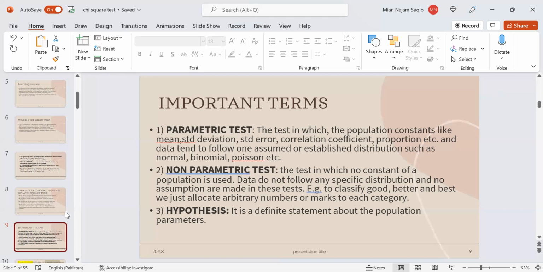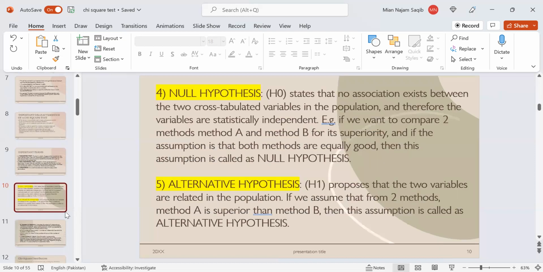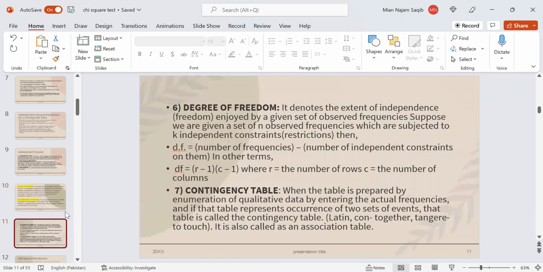Hypothesis. This is basically a definite statement about the population parameters. What is the null hypothesis? This basically states that no association exists between the cross-tabulated variables in the population and therefore the variables are statistically independent. Example: if we want to compare two methods, method A and method B, for superiority, and if the assumption is that both are equally good, then this assumption is known as the null hypothesis. The alternative hypothesis proposes that the two variables are related in the population. If we assume that from the two methods, method A is superior to B, then this assumption is known as the alternative hypothesis.